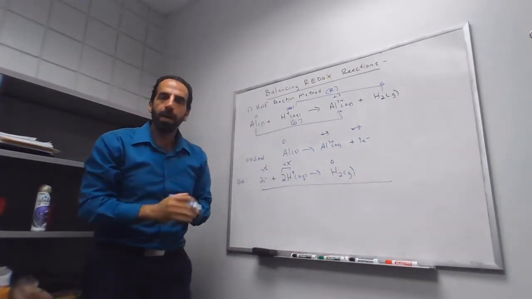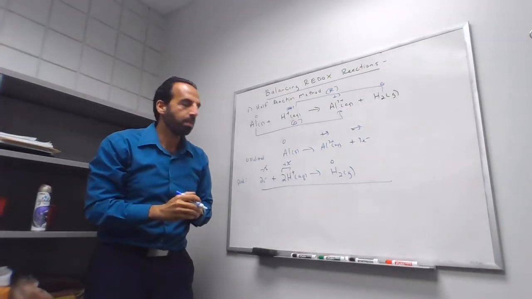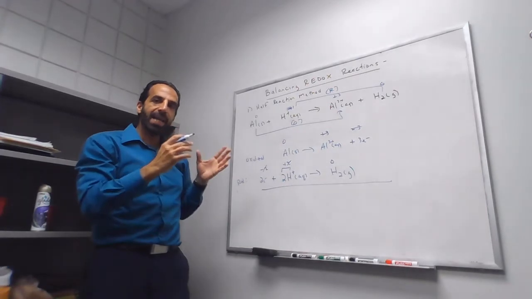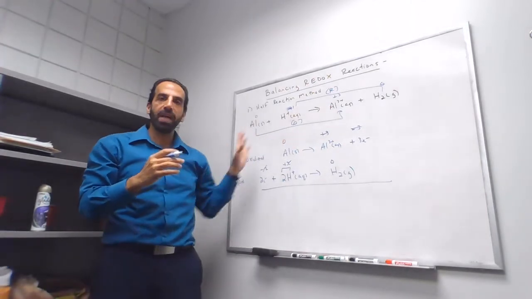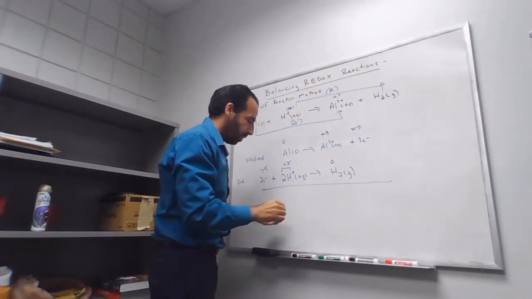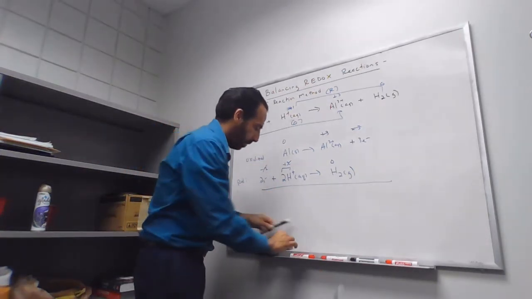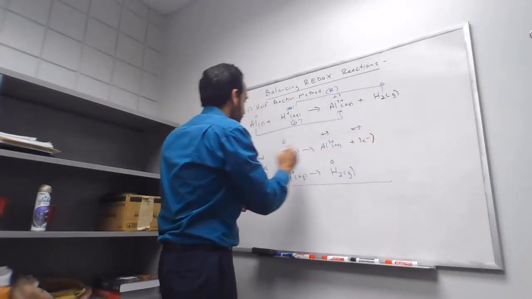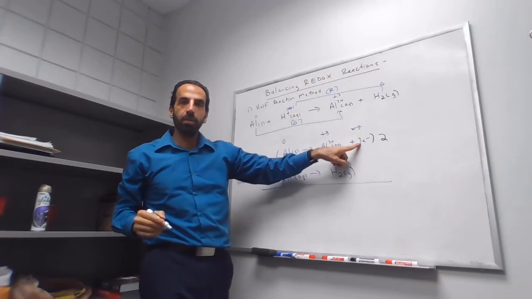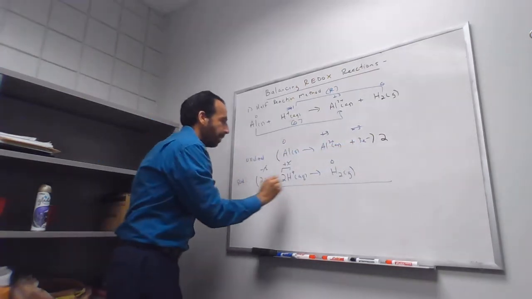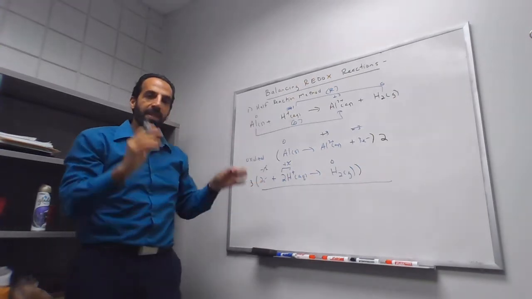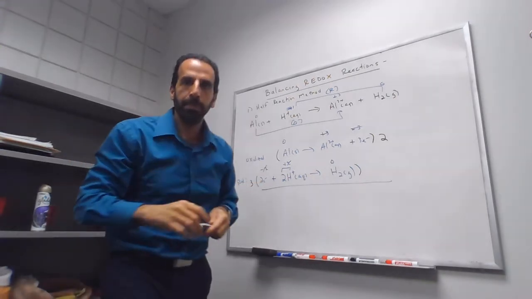This is where it becomes a little bit different than we were doing before in terms of balancing. I got 3 electrons here, I got 2 electrons here. I got to have the same number of electrons on both sides of the equation, and I want to use the least common multiple. So just to make it simple, if I multiply this side by 2, I'm going to have 6 electrons. If I multiply this side by 3, I always like to do it over here, I'm going to have 6 electrons, and the electrons cancel out.